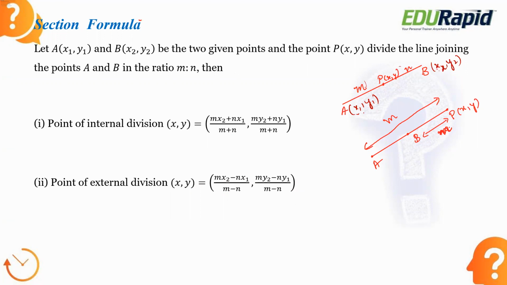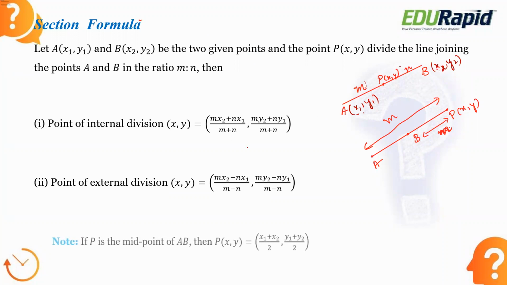For internal division, you have the ratio m is to n here from A to P and P to B. So same here. The ratio is from A to P and B to P, but the point P is outside the line AB. Is that clear?